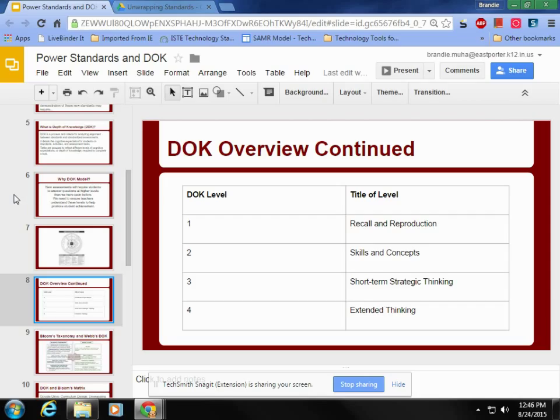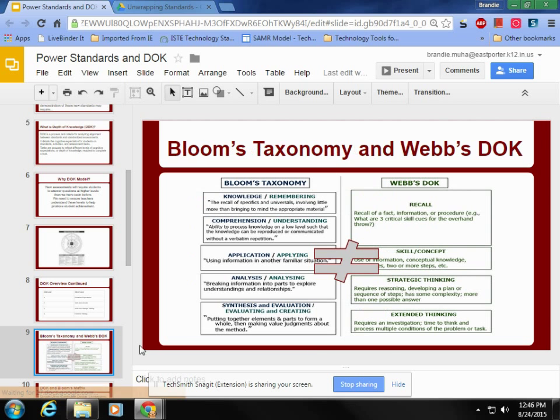Here's a table that gives the names of the 4 levels of depth of knowledge. We have level 1, recall and reproduction, level 2, skills and concepts, level 3, short-term strategic thinking, and level 4 is extended thinking. So Bloom's taxonomy and Webb's depth of knowledge are both about rigor, but they are not direct correlations. You can't say remembering in Bloom's taxonomy is the same as recall in Webb's depth of knowledge.